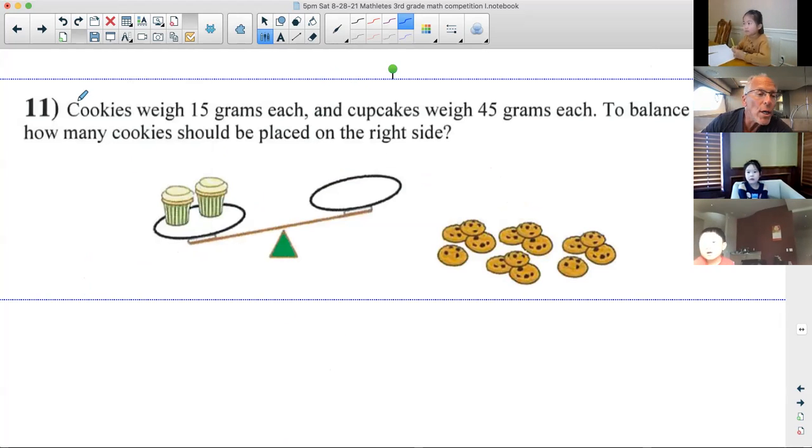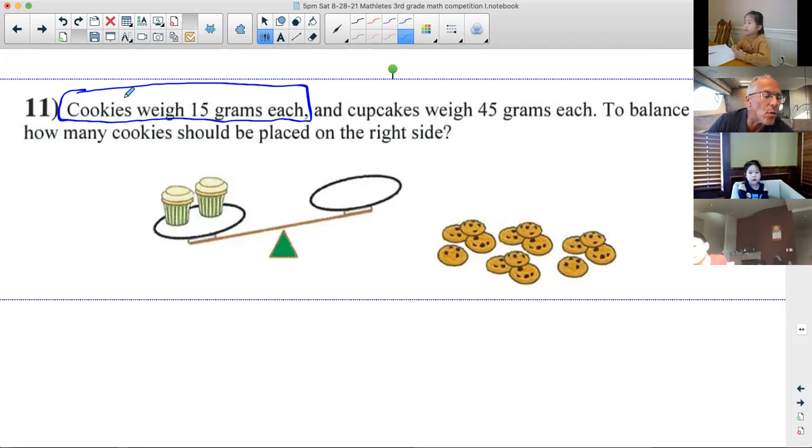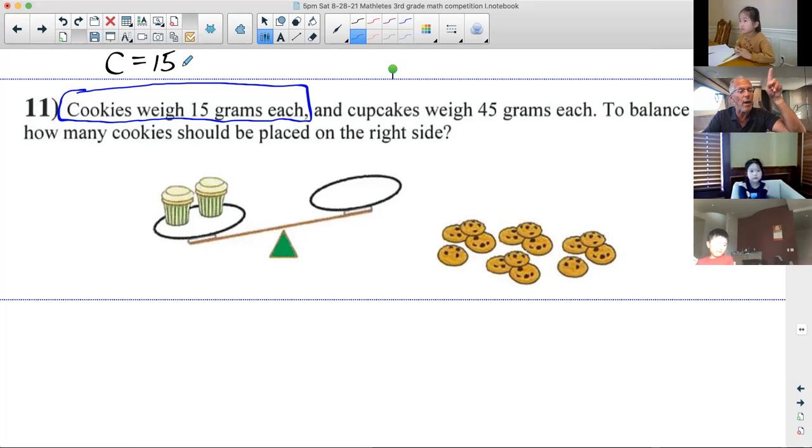Now, cookies weigh 15 grams each. How can we write this as an algebraic equation? And what letter would you guys like to use for cookies? What letter do you think we should use? C equals what? 15. So every cookie, one cookie equals 15 grams.